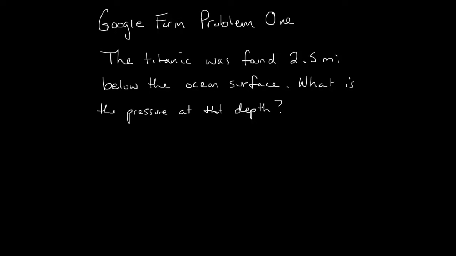Alright guys, so the first problem I want you guys to try for your homework tonight is that the Titanic was found 2.5 miles below the ocean surface. And so we want to know what is the pressure at that depth. A couple of hints: make sure that you convert your miles to correct units. Also remember this was found in the ocean, so you are dealing with ocean water as your fluid. And make sure you answer the pressure in standard units of newtons per meter squared or pascals.